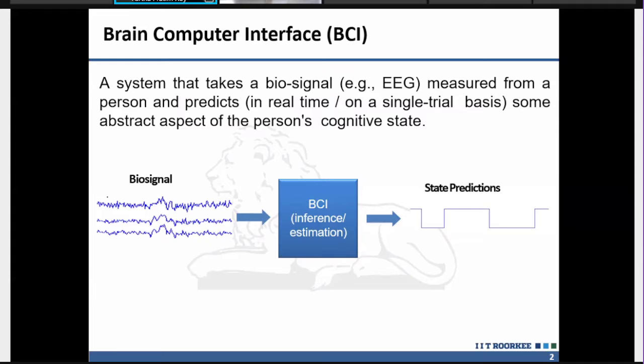So when we are talking about, for example, human computer interaction, you see that there are some computers or some interface which interact with humans. A human does some gestures, or a human speaks something, and then there is some interface which understands what the human wants to say or what he is expecting, and accordingly it reacts. In brain computer interface, we deal with the human brain.